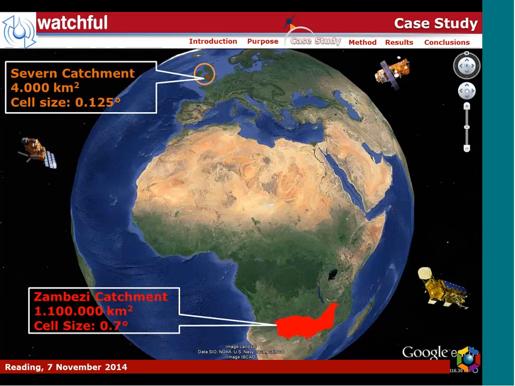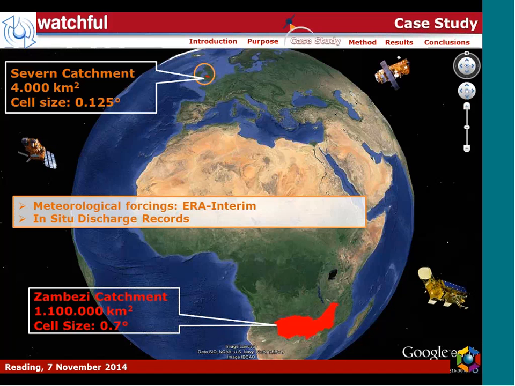And we used two very different catchments for evaluating this methodology. The first one is the Severn catchment in the United Kingdom, and then the second one is the Zambezi in southern Africa. And in both cases, we used as meteorological forcings the ERA interim product, and also used in situ discharge records for calibrating the two components of the model cascade.